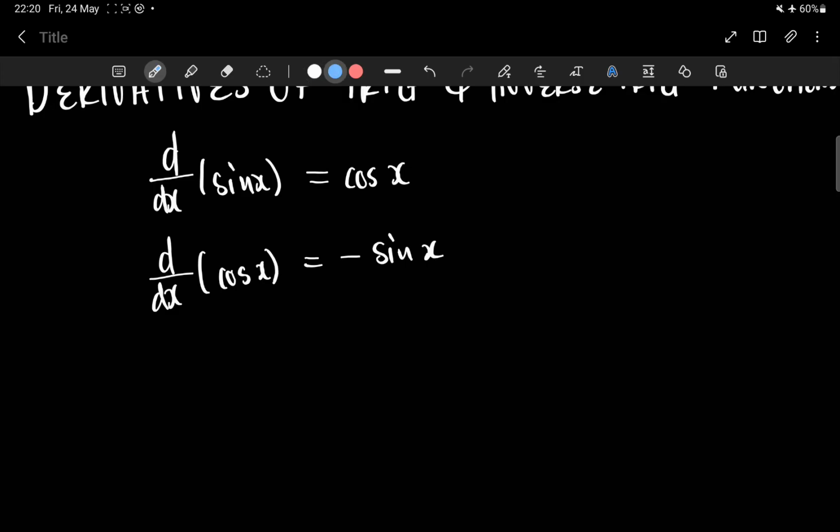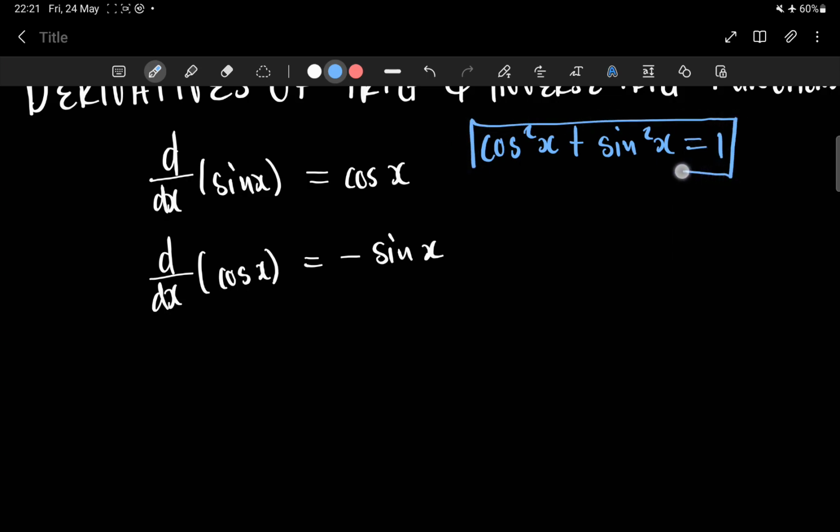I will need you to remember that from trig, we said we have these 2 identities, and the first identity is cos squared x plus sine squared x is equal to 1. It's an identity, which means it's something which we already know. Remember that cos squared x is cos x squared, okay? We don't write it as cos x squared. We write it as cos squared x, okay?